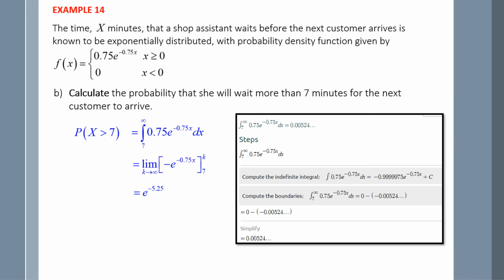So here, I'm realistically just subbing in the lower one, which is 7, and I'm going to have a take, which becomes a plus. So e to the negative 5.25 is approximately that 0.5%. It's not as common to work out x being greater than a number. More likely to get asked x being less than 7 minutes.